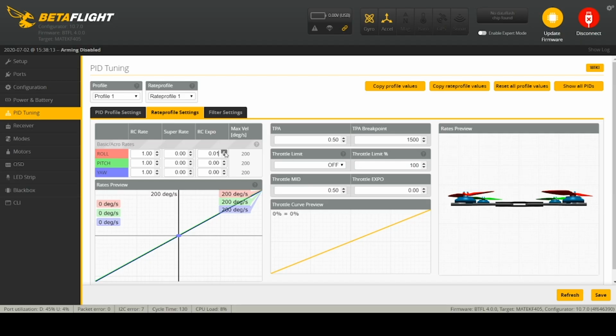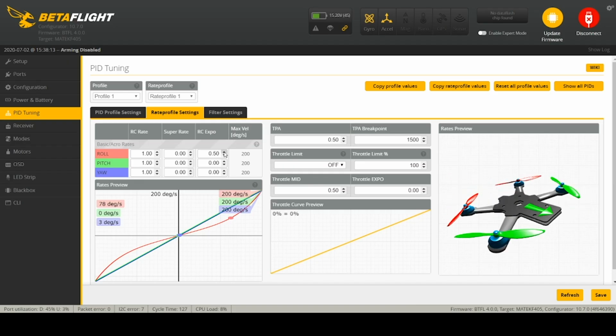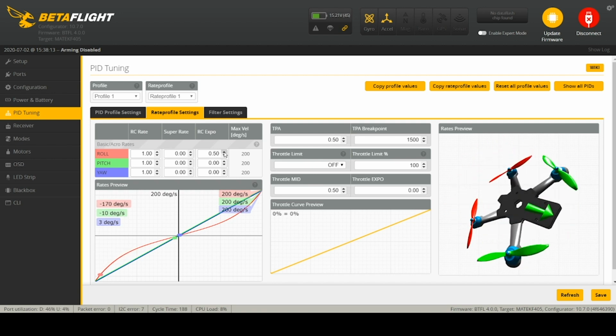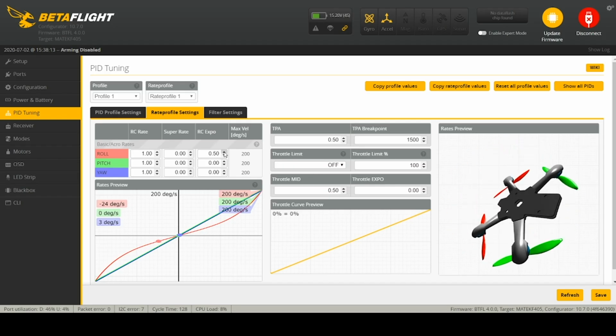Now, let's see how adding exponential affects the rate curve. Adding exponential, or Expo, will flatten out the center of the curve, giving you finer adjustments around center stick. Kind of like rate does, but unlike rate, adjusting Expo will not adjust the max rotation rate. If you look at the curve, you can see that it grows exponentially until you are at max rotation. This means that with a lot of Expo, your drone will be very slow to respond around the center of the stick, but the further you push the stick, the rotation rapidly increases.